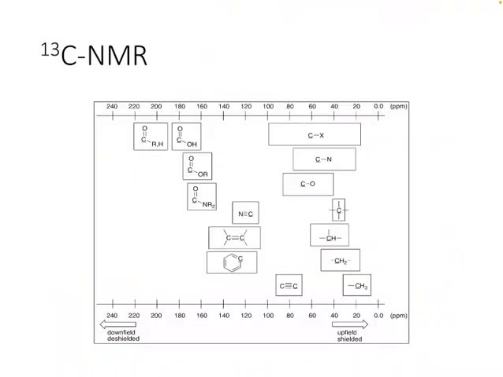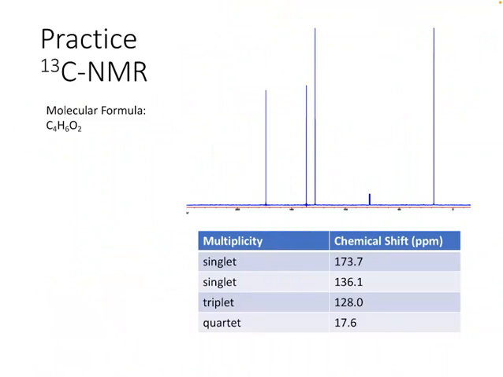Okay, now let's move on to the next practice problem. This one is for carbon-13 NMR. And here we're given the molecular formula C4H6O2.